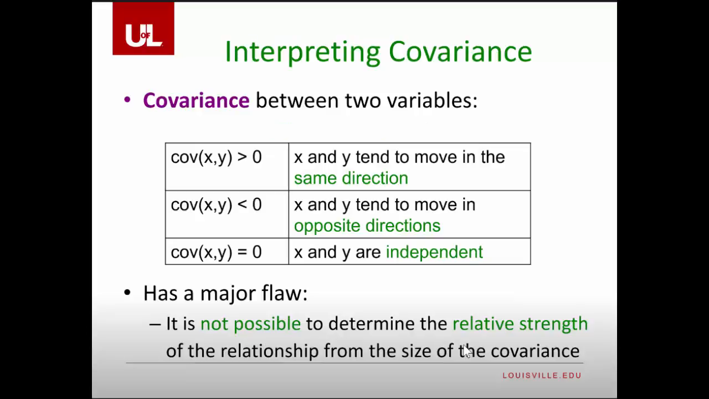If the covariance is positive, we say the two variables are positively correlated. If the covariance is negative, then we say the variables are negatively correlated. If the covariance is 0, then the two variables are independent from one another.